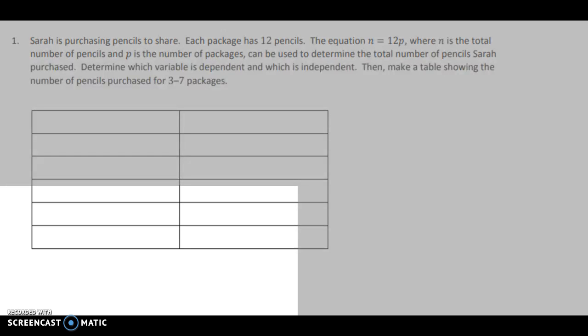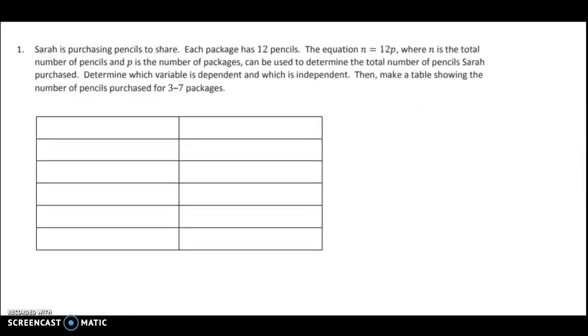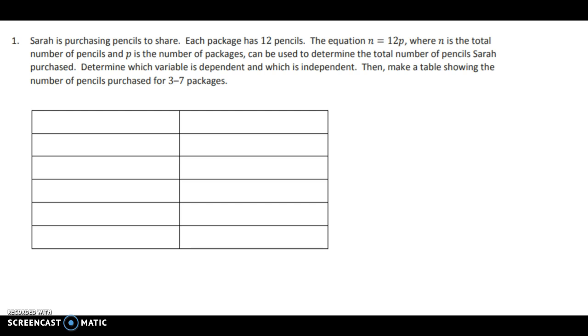All right, so let's get that moved back down here. There we go. All right, let's take a peek at this. The first thing I want to do is I'm going to highlight. Let's look at the important pieces of information here. We need to know what is the dependent and the independent variable. And then we need to make a table just showing the number of pencils for 3 to 7.